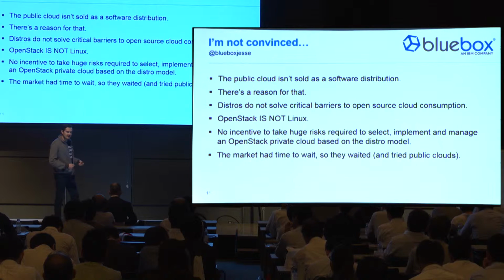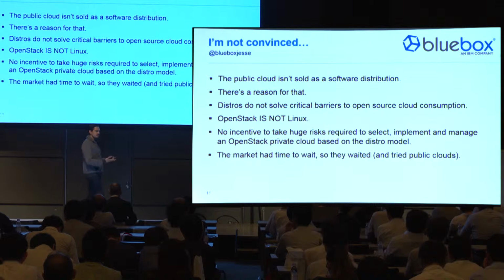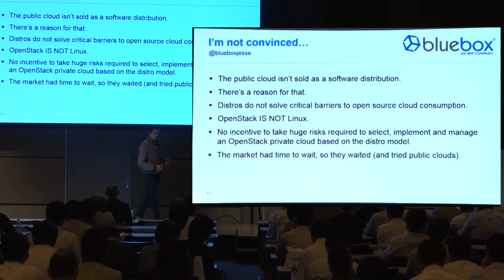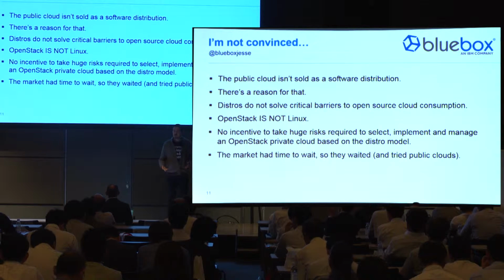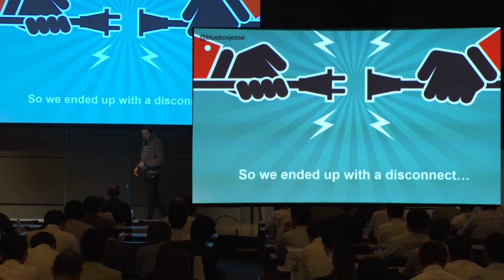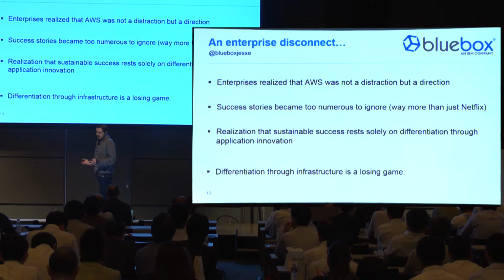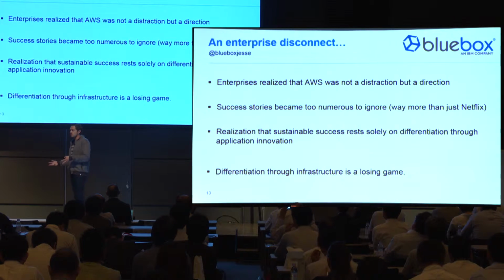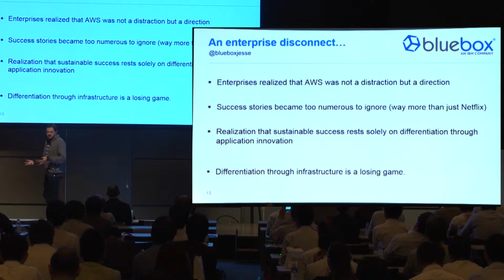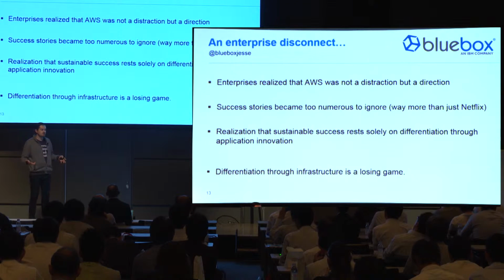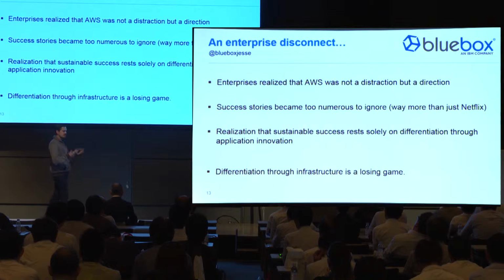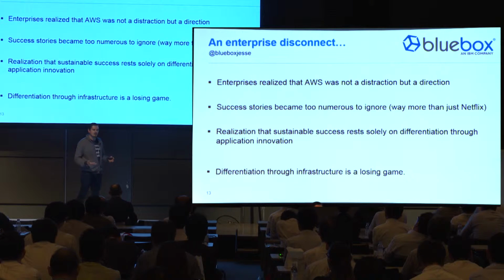So enterprises haven't had incentive to go take these software distributions and use them. And they had time to wait, and so they did. And they tried public clouds instead, and they got used to that public cloud experience. So we ended up with an enterprise disconnect. Enterprises realized that Amazon Web Services or the public cloud was not a distraction, but a direction. That using technologies as a service was a viable way to build your next generation applications.